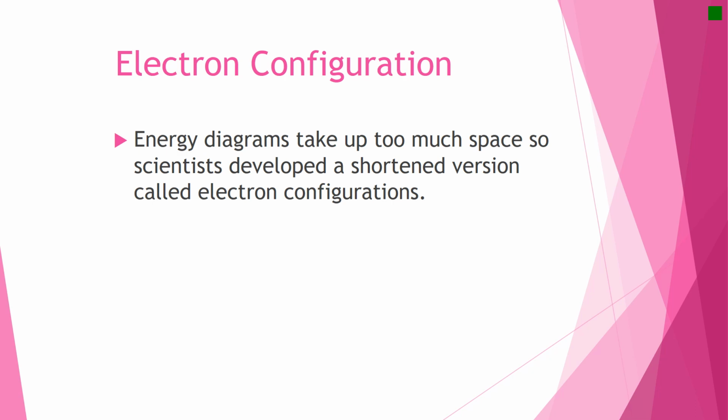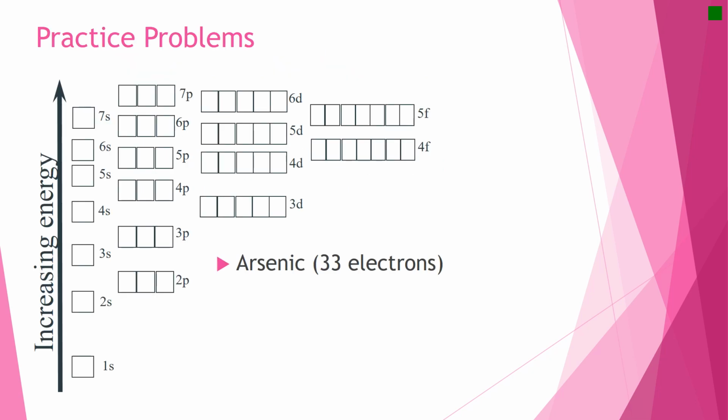So what is an electron configuration? Basically, it's just a shortened version of an energy diagram. And so what we're going to try to do is arsenic first, and this is how it translates. So arsenic has 33 electrons.